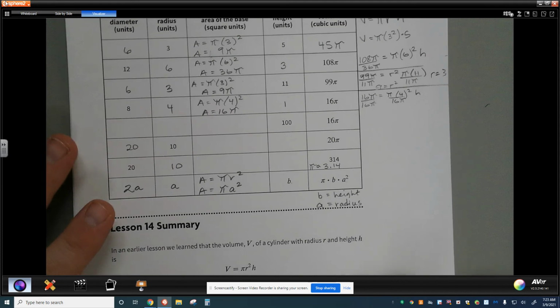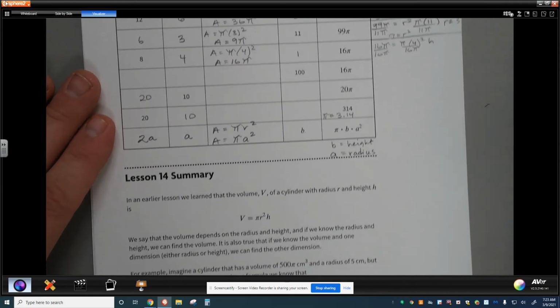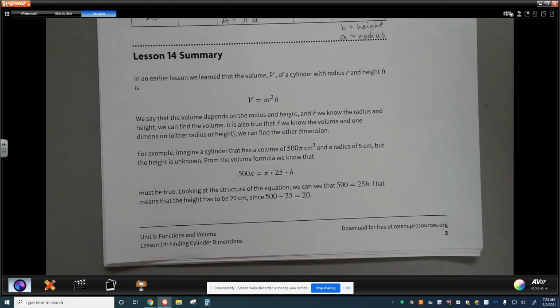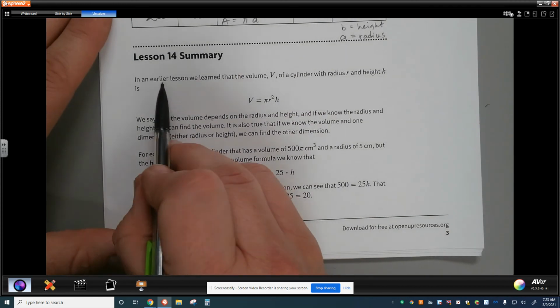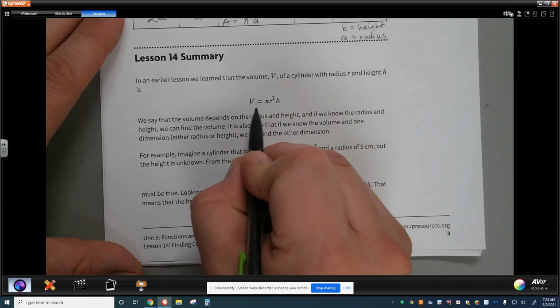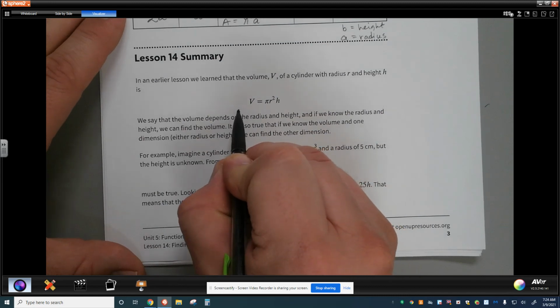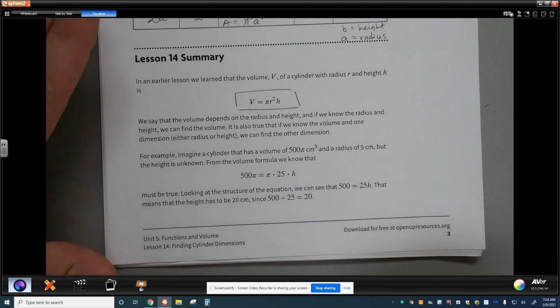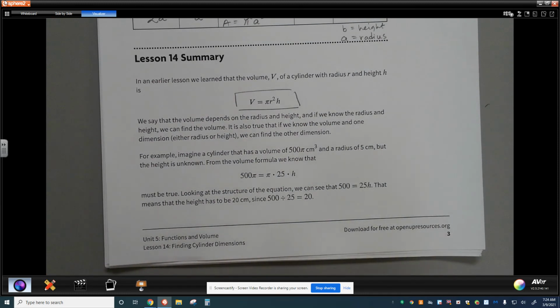So the key thing from today's lesson is that we can find the volume. We need three different things to find the volume. And all we need out of those three different things is really two of the three to be able to find a third unknown. In this lesson, we reviewed earlier that the formula for volume is pi times radius squared times the height. We say that the volume depends on the radius and the height. And if we know the radius and the height, we can find the volume. So the same must be true that if we know the volume and the height, then we can find the radius, or if we know the volume and the radius, we can find the height.